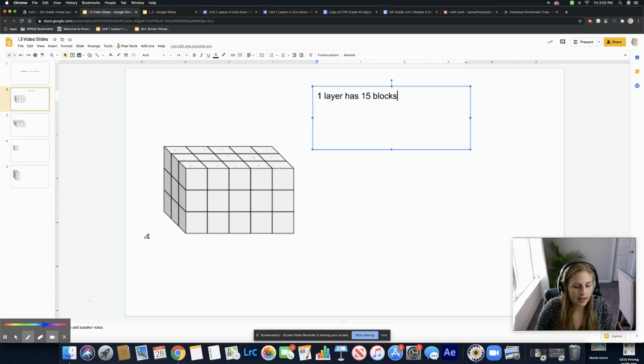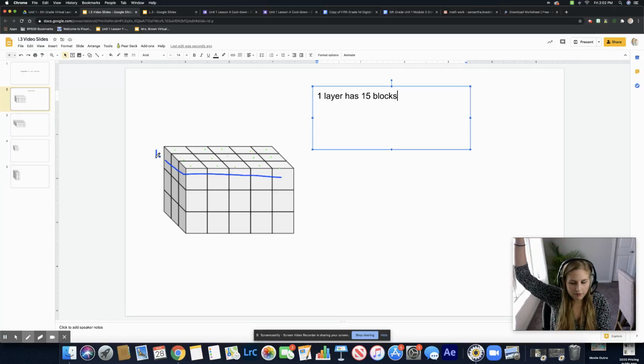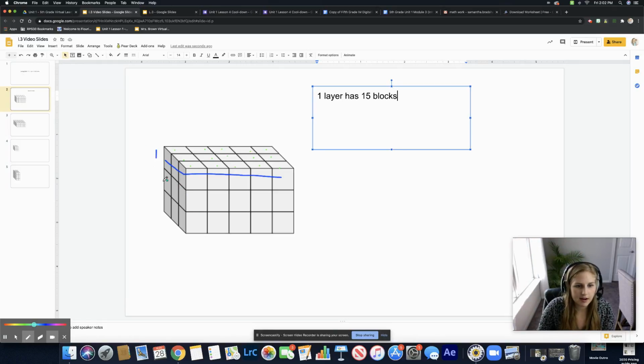Now I have to figure out how many layers total are there. So I have a layer here, 1. And imagine I pull that layer off so I can see the next layer. And so here is a layer of blocks, so 2. And here is a layer here, so 3. I have a total of 3 layers.